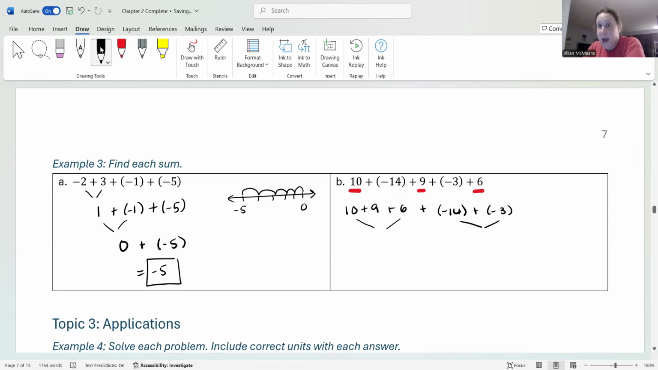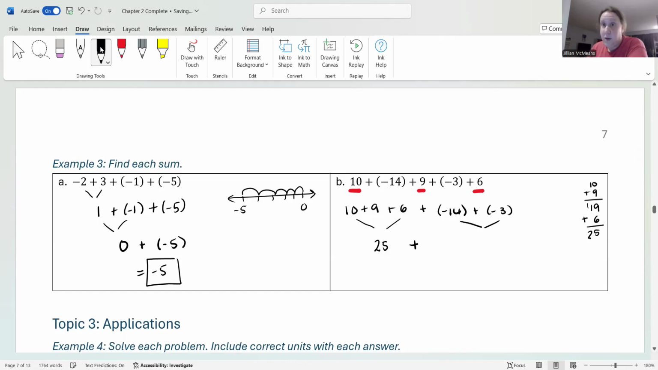So with adding numbers that have the same sign, you just add, okay? So for 10 plus 9 plus 6, we have 10 plus 9, which hopefully we know is 19. And then we have 19 plus 6, so 9 plus 6 is 15. I keep a 5, I carry a 1. So we have positive 25. So when we add up all of the positives, we have 25 total.